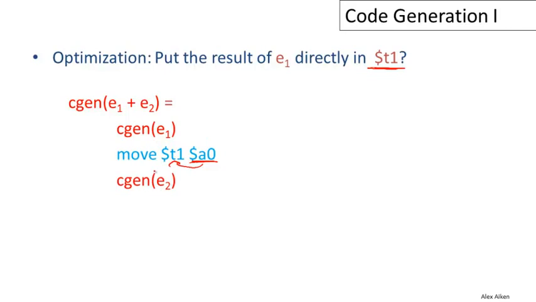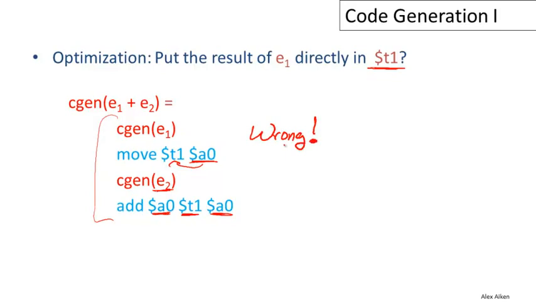All right, that would be followed by the code for E2. And then we could just do the add. We would take the result of E2, which is in the accumulator A0, add it to the contents of T1, and store that into the accumulator A0. And of course, there's no pushing and popping from the stack here, so this code preserves the stack. And it looks like, anyway, that it actually puts the value of E1 plus E2 into the accumulator. Unfortunately, this code is incorrect, so this is actually wrong, and you don't want to do this.